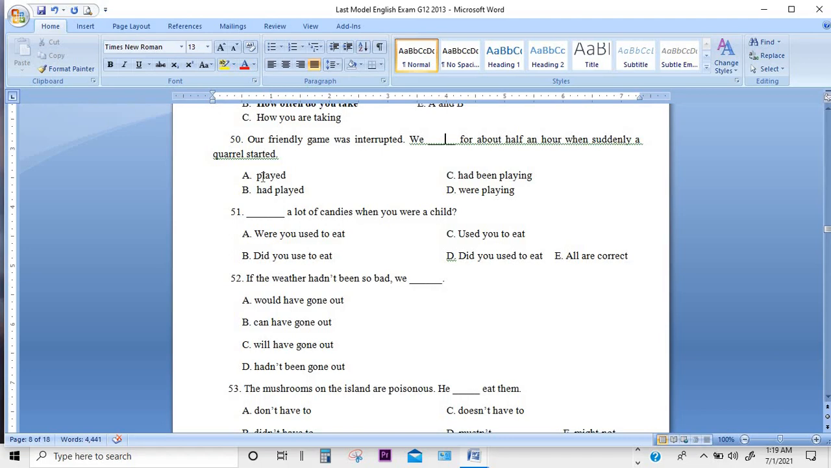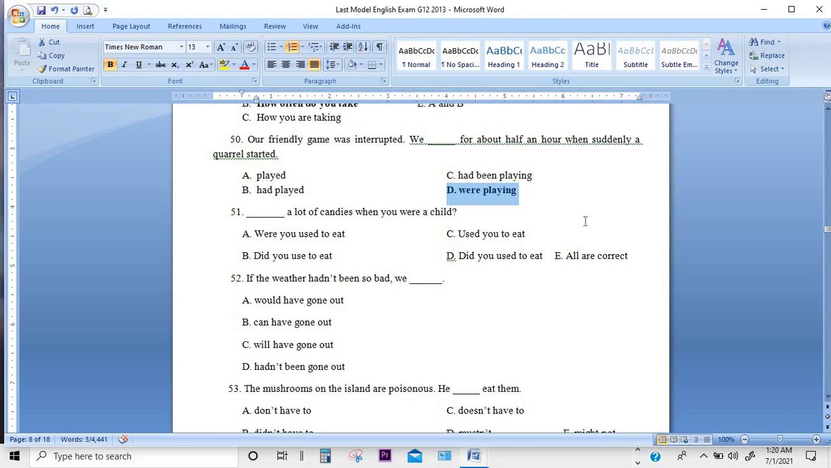Suddenly a quarrel. It was taking place, and it was suddenly interrupted. So we use past continuous tense over past perfect continuous tense, because past perfect continuous tense shows an action which happened before another action, whereas past continuous tense shows an action which was taking place progressively until it is interrupted. Okay, it was in motion.